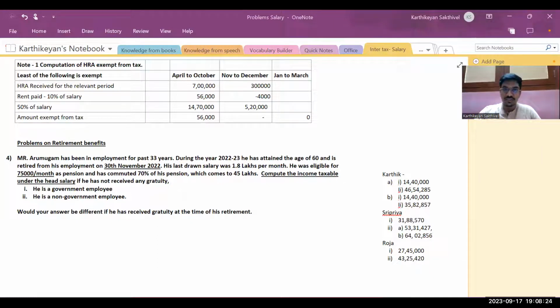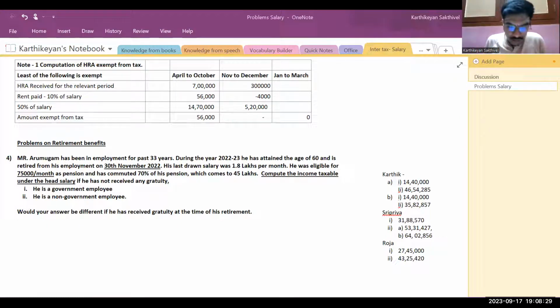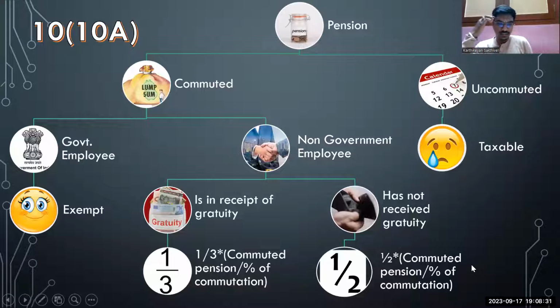Here, to determine the amount of exemption, what you should check is whether he has received gratuity or not. If he has received gratuity, then 1/3 should be taken. If he has not received gratuity, 1/2 should be taken. That's it. As far as the amount of gratuity exemption is concerned, we'll take it up further. Our next discussion will be gratuity. Okay?